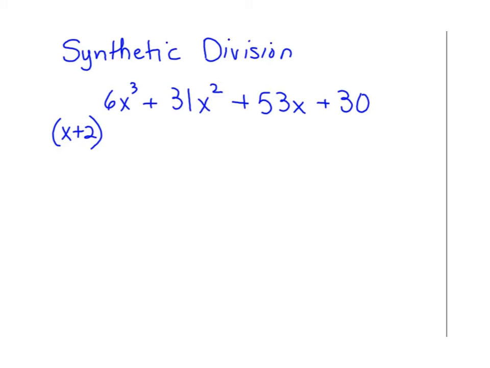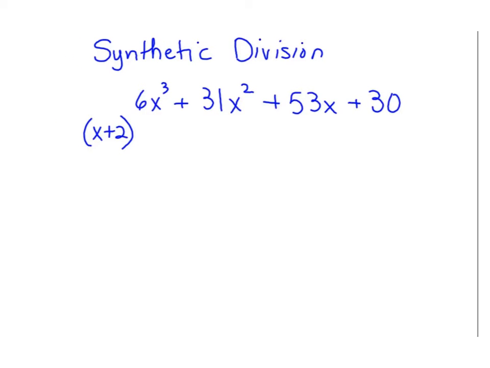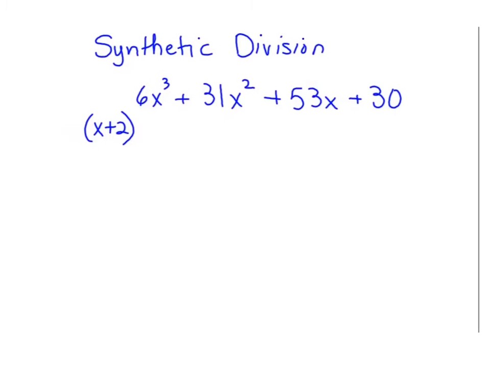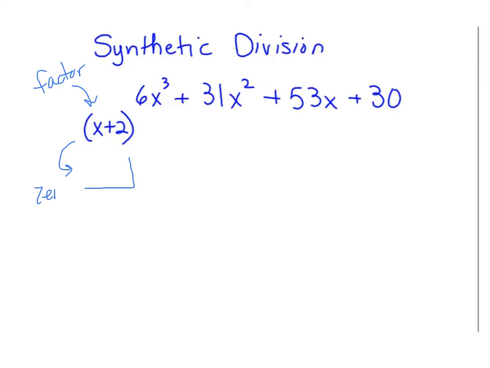So I'm going to show you this technique, but it works if you have basically a polynomial divided by a binomial, just like this one. Okay? So let me show you how to set this up. The first thing you're going to do is write the divisor. Now this is written in factored form. This is a factor. What I want to do is put the 0 in the box. So what makes this factor equal to 0? Well, that would be a -2. So that's what you put there.